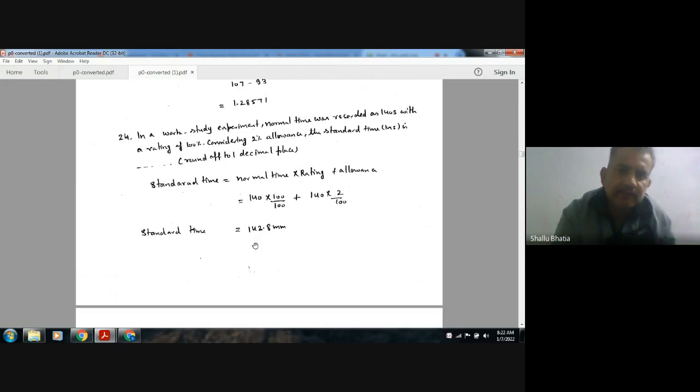Okay. Next, in a work study experiment, the normal time was recorded as 140 seconds with a rating of 100%, considering 2% allowance. The standard time in seconds is dash, rounded off to 1 decimal place. You know the standard time is normal time into rating plus allowances. Here the normal time is 140 and rating is 100%, so 100 by 100 is 1. Plus allowances, allowance is 2% of the standard time.